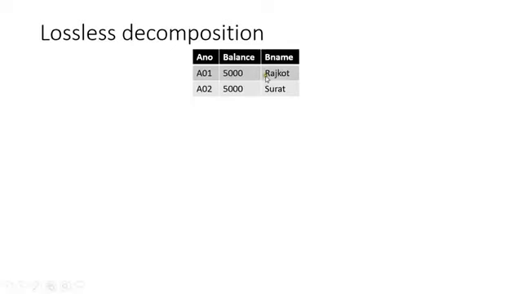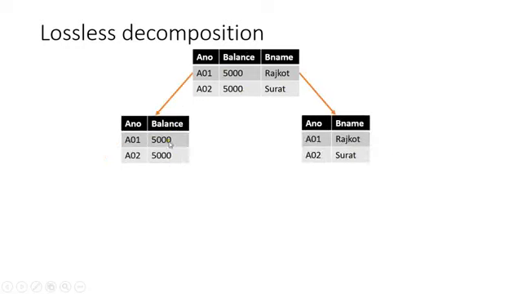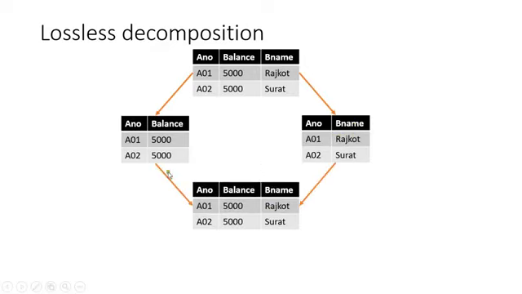We have decomposed the above table in such a way that we have account number and balance, and account number and branch name. If we perform the join on both tables, we again get the same data which we had before the decomposition. It is the same as the original table, and no extra records are found, right? That is called lossless decomposition. We have not lost any data and we didn't get any extra data. We got the same data which we had before the decomposition. So this is called lossless decomposition.